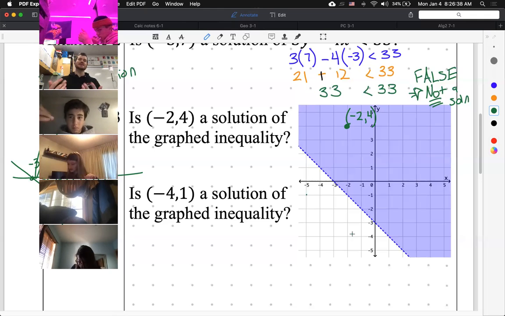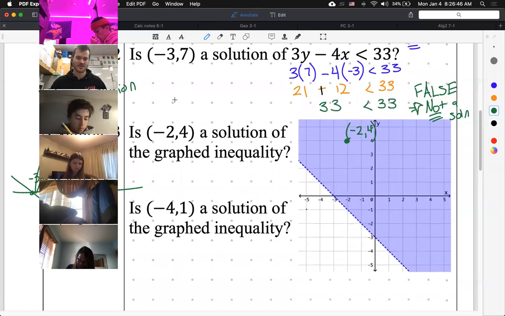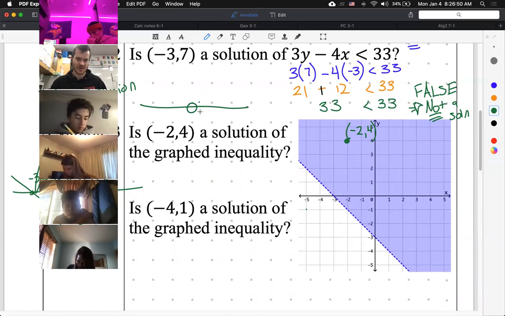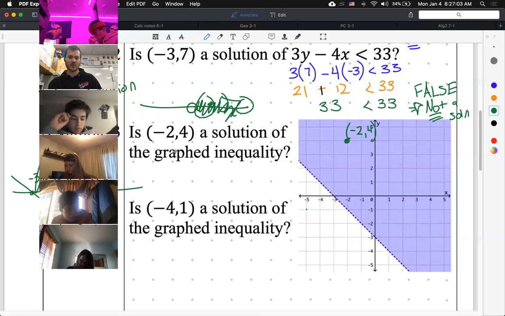So I'll tell you, it is a solution. But why? It's a solution because it is in the shaded region. So before, when we had a one-dimensional graph, we just had a number line. We had maybe an open or a closed point, and we said, okay, everything to the right of that point is our shaded region in air quotes. If I'm in this shaded region, that means I am a solution. So this is a solution, this is a solution, this is a solution. Anything to the right of that point was a solution.